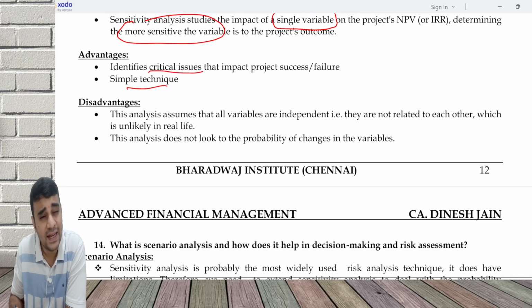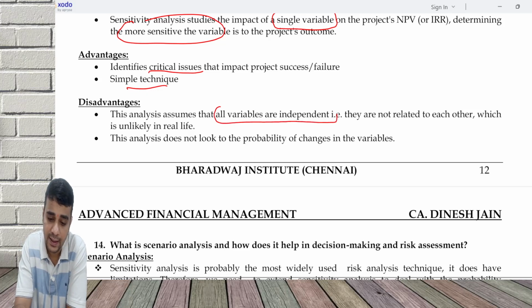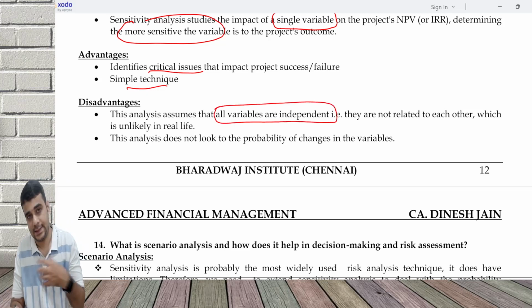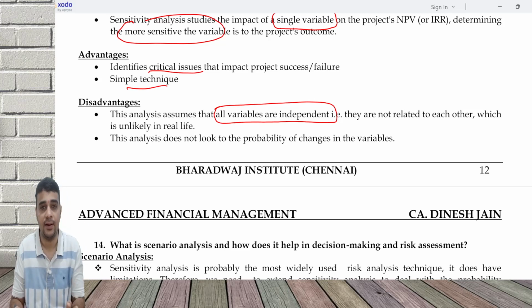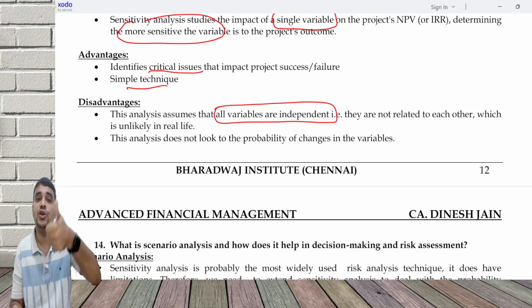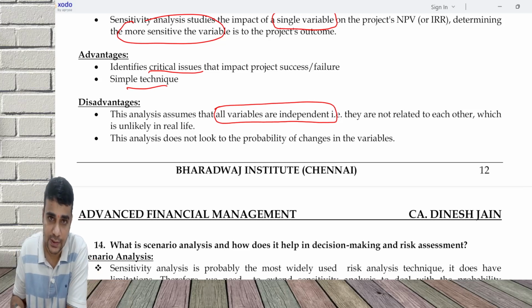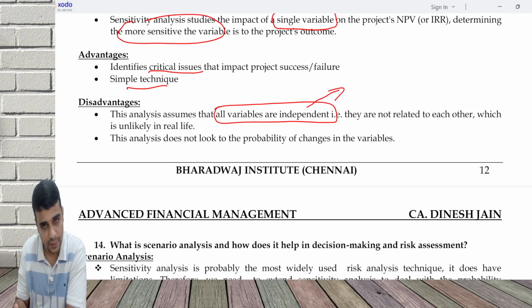The biggest trouble with sensitivity analysis is single factor at a time. That is, it assumes all variables are independent. For example, if selling price reduces from what I had planned, then in my sensitivity analysis, I cannot increase the units sold, because when selling price goes down, there's a possibility of an increase in units sold. It assumes all variables are independent. Variable one will change, other variables will remain the same. So that is why the problem comes in.